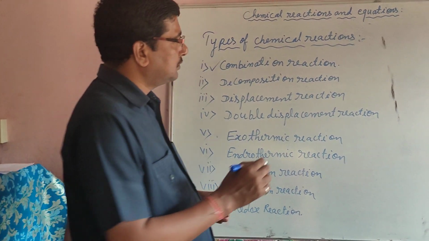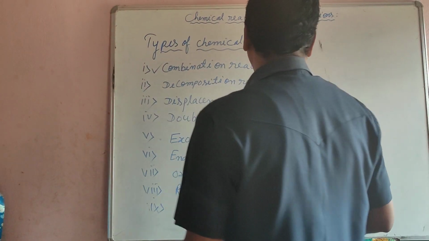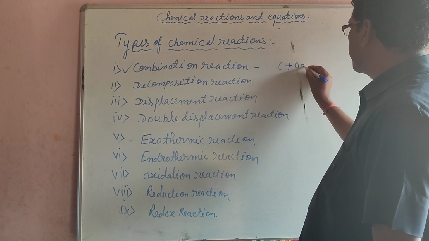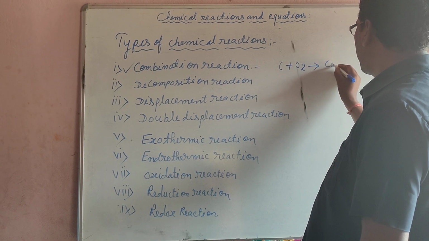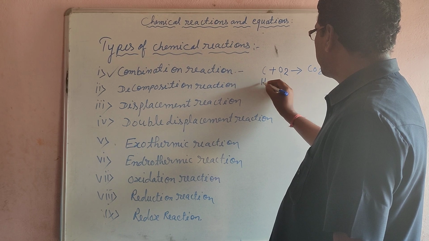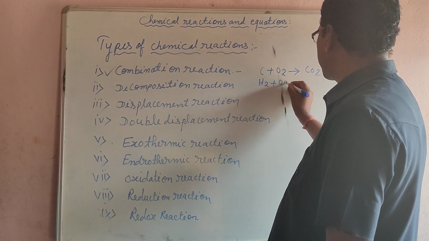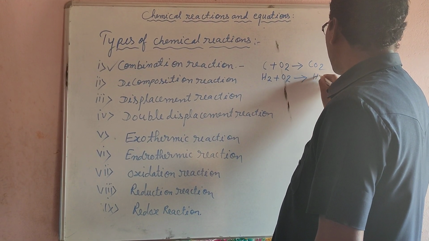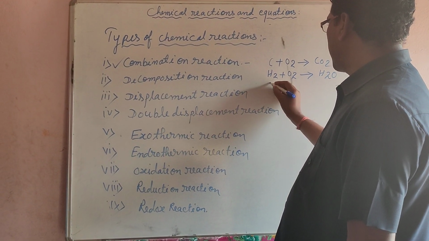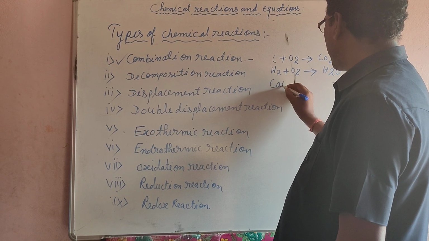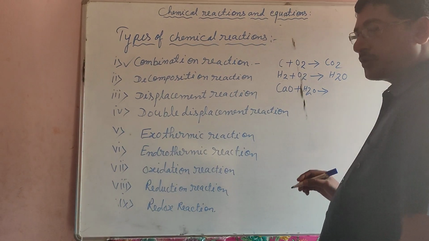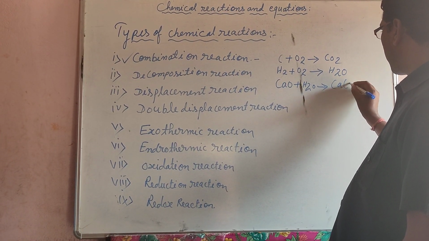For example, if you see here, carbon reacting with the oxygen and forming carbon dioxide. Similarly, if you take hydrogen gas reacting with the oxygen gas and forming water. Another is calcium oxide reacting with the water. When we dissolve it in the water, it produces calcium hydroxide.